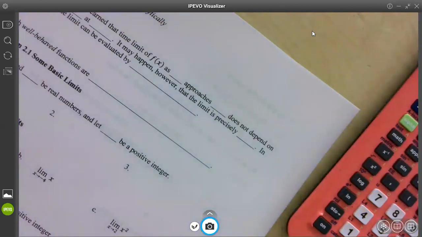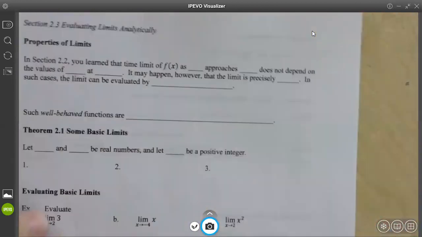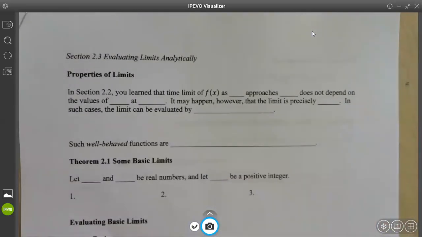All right. Get your notes out for today. We're going to talk about evaluating limits analytically. Guys, I honestly need you to stop talking. So we're going to start with properties of limits.